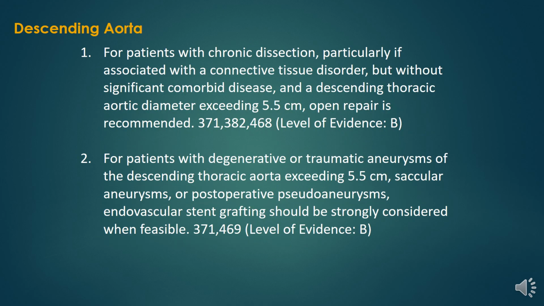For patients with chronic dissection, particularly if associated with connective tissue disorder but without significant comorbid disease, when the descending thoracic diameter exceeds 5.5, open repair is recommended. For patients with degenerative or traumatic aneurysms of the descending thoracic aorta exceeding 5.5, saccular aneurysm, or postoperative pseudoaneurysm, endovascular stent grafting should be strongly considered.